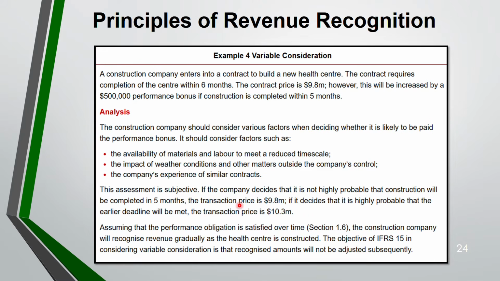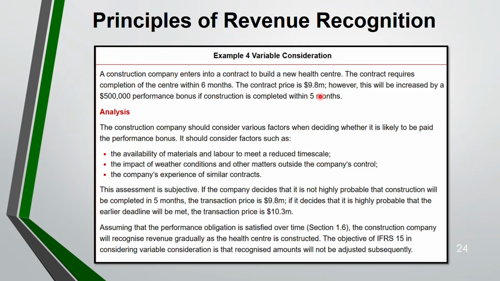So if the company decides that it is not highly probable that construction will be completed in 5 months, then the transaction price will remain 9.8 only. And if it decides that it is highly probable that they can finish within 5 months, then the transaction price will be 10.3. That means with this 9.8 they will include 500,000, hence 10.3.